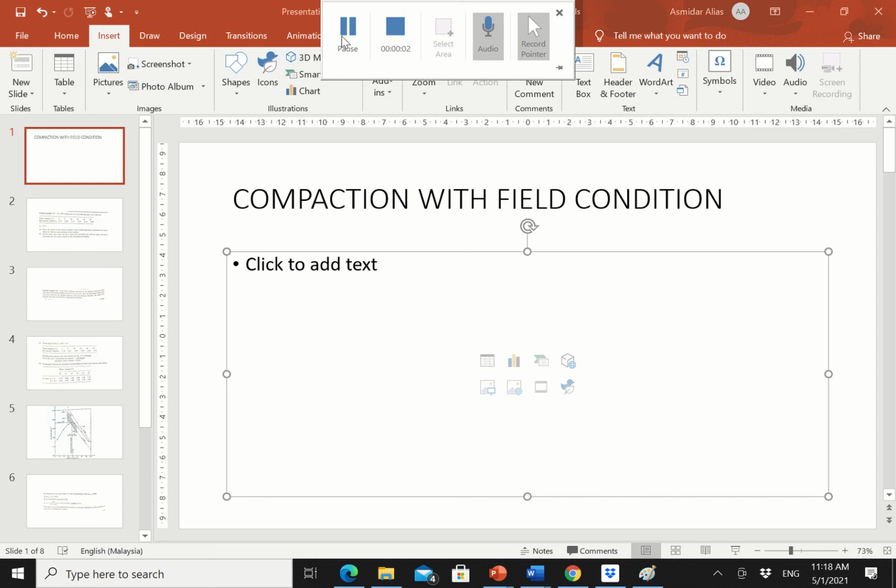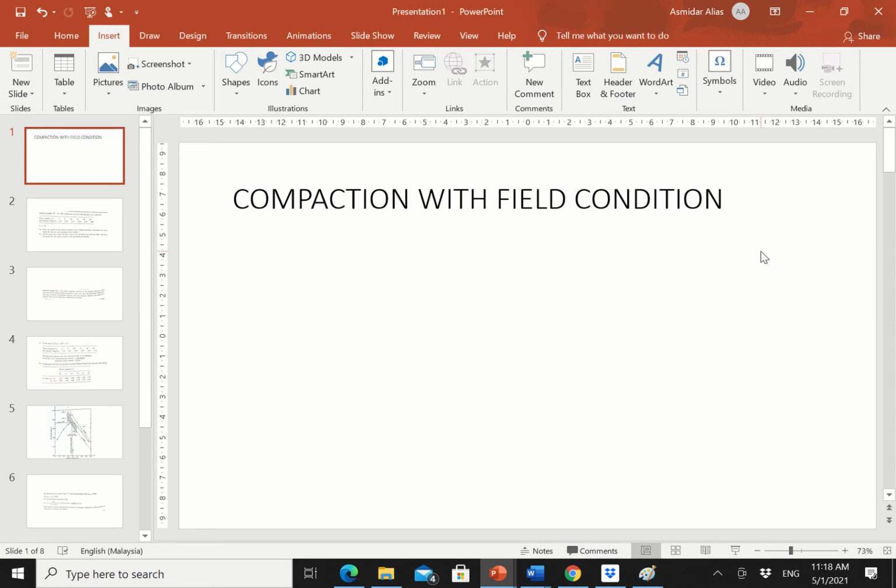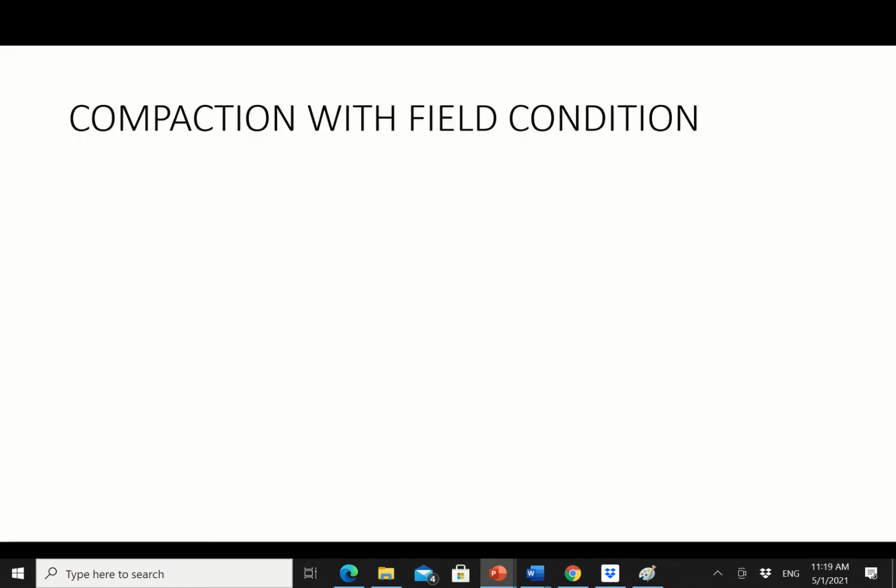Okay, this is an example to help you with the question for tutorial number 3 on compaction, and that tutorial is expected to be submitted on Thursday. This time around is the example for compaction with additional information, which is the field condition. Let's see what you need to produce if you have this kind of question, and this is exactly the same as your tutorial number 3, which includes the question with field condition.